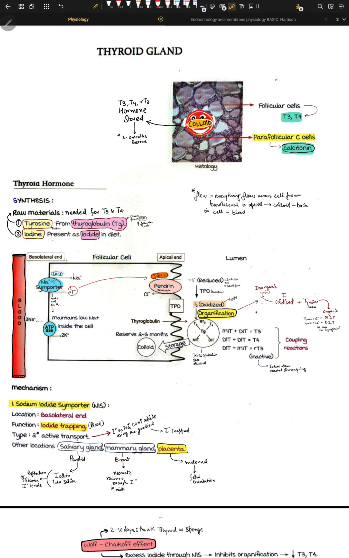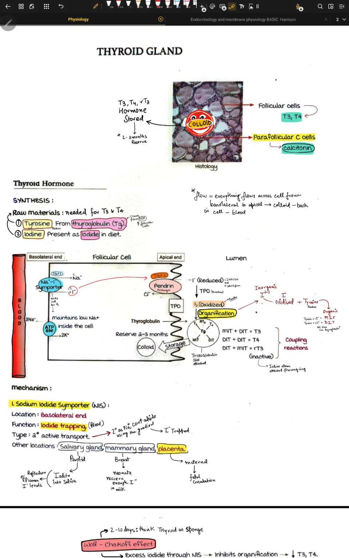So, T3 and T4, where are they made? In the thyroid gland. They are stored in something called colloid. Now what is this colloid? Colloid is like a packet which has stored T3 and T4, which are bound to something called thyroglobulin.